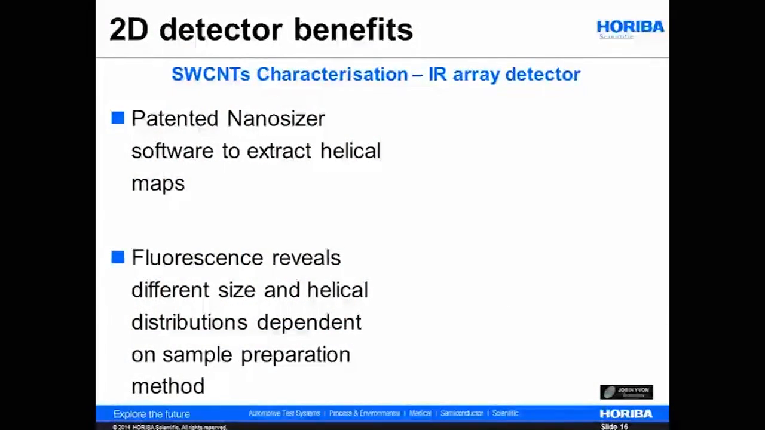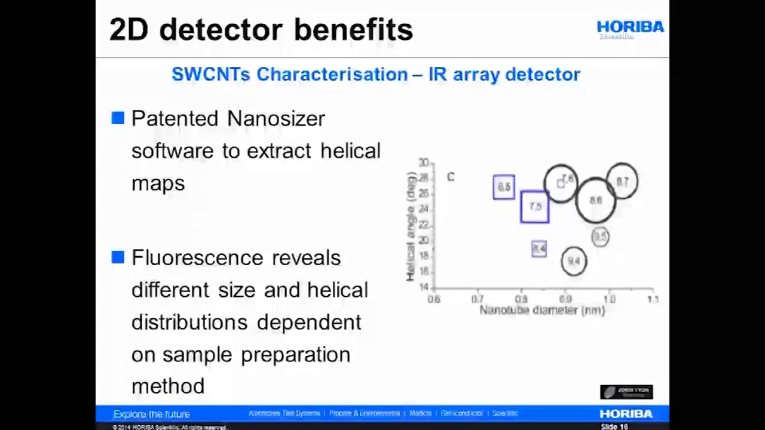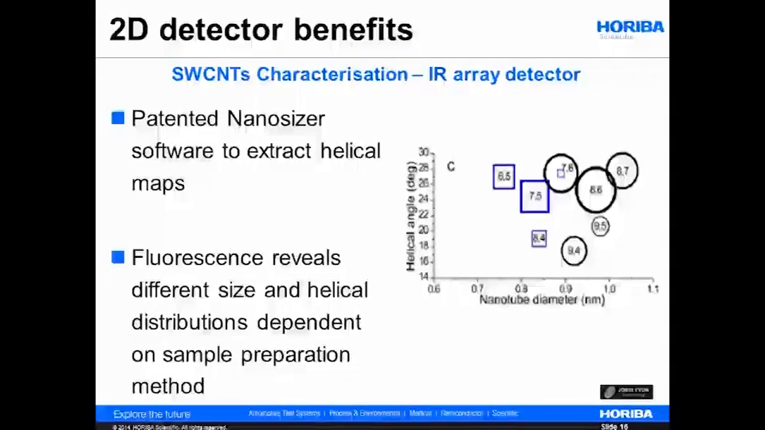Thanks to specific software routines, the Nanosizer, here in this case for carbon nanotubes, you are able to extract helical maps of the distribution of what you have in your carbon nanotube sample. More generally speaking, fluorescence reveals different sizes of carbon nanotubes and different helical distributions, which are dependent on the sample preparation method.